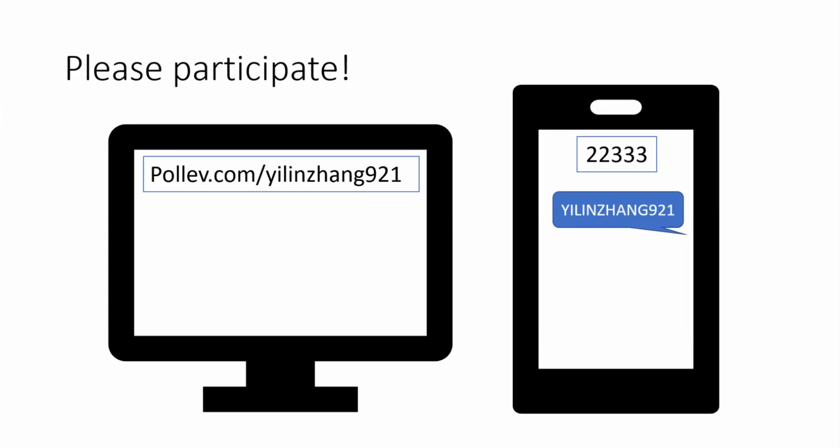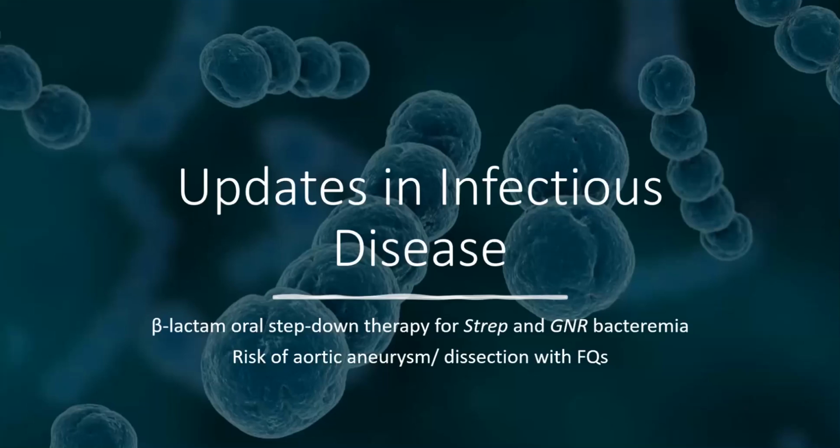All right, so let's go ahead and get started. So first we'll be starting with updates in infectious disease. And the 2 major themes that I identified in the literature this year were the use of beta-lactams as oral step-down therapy for strep and GNR bacteremia, and also the risk of aortic aneurysms and dissections with fluoroquinolones.